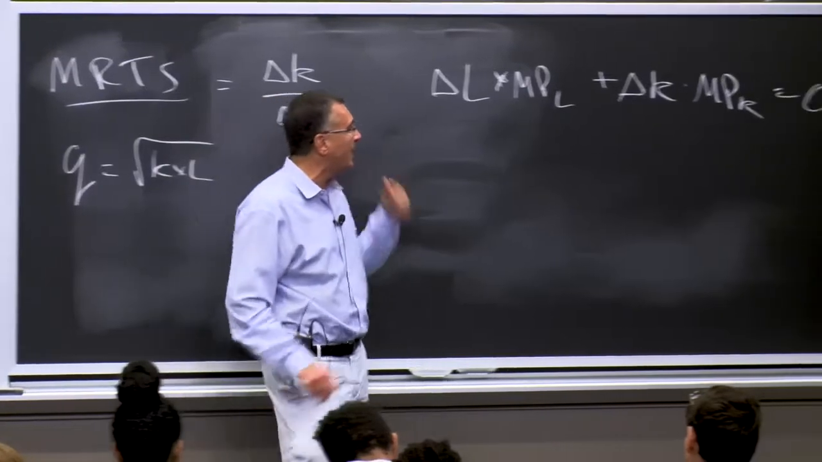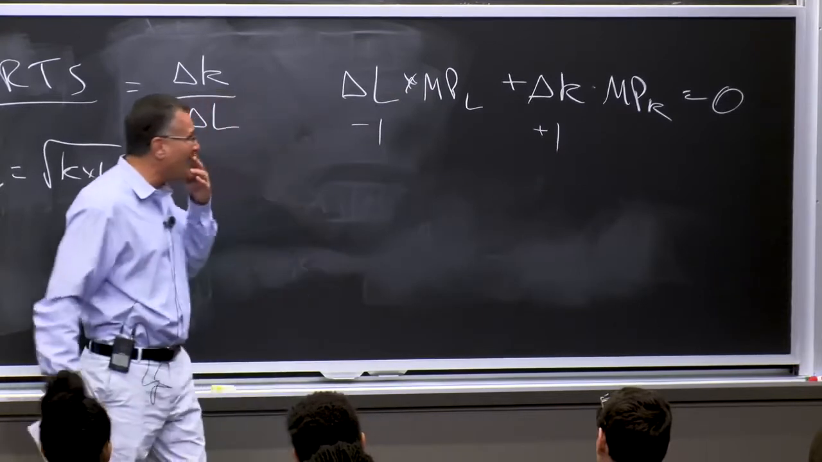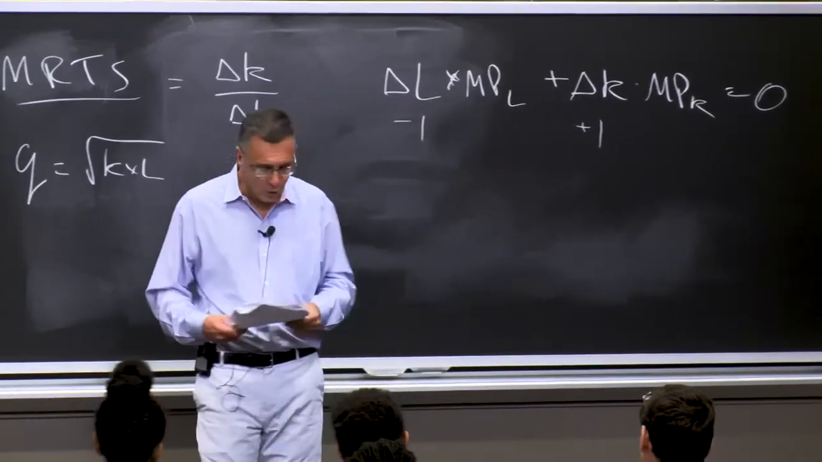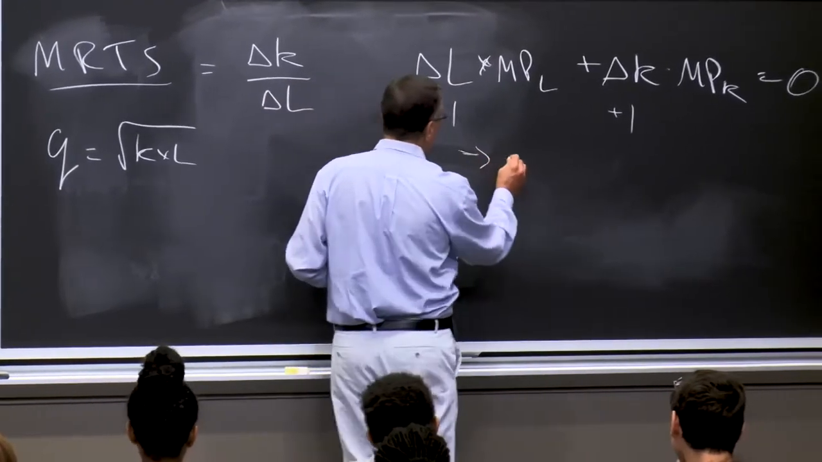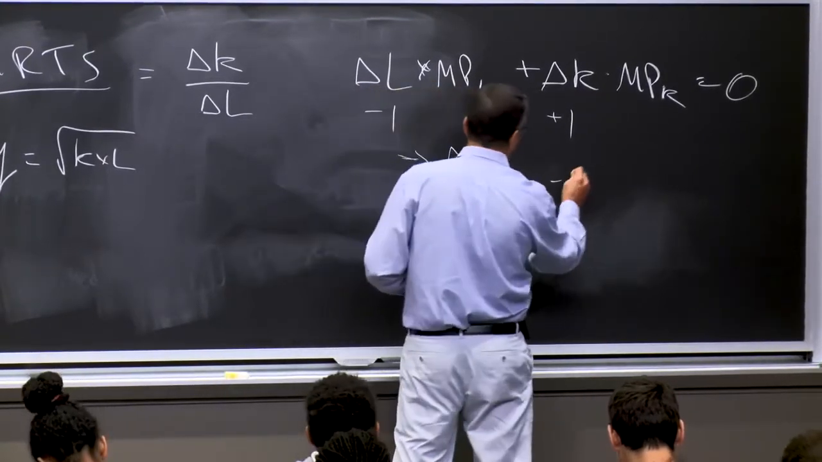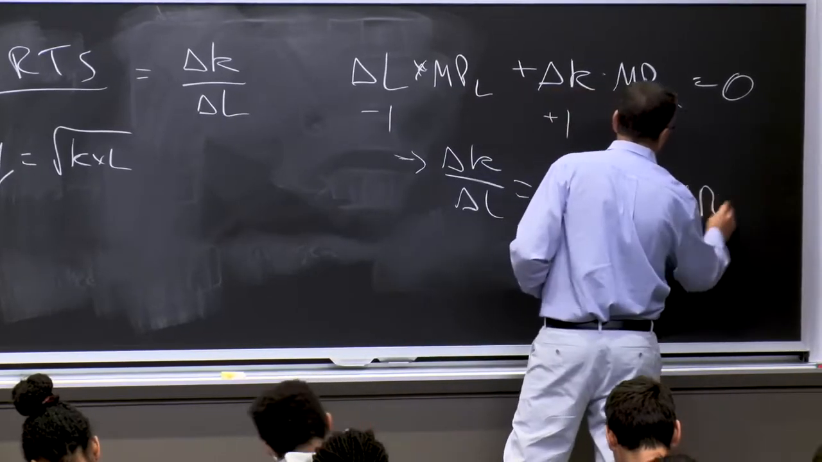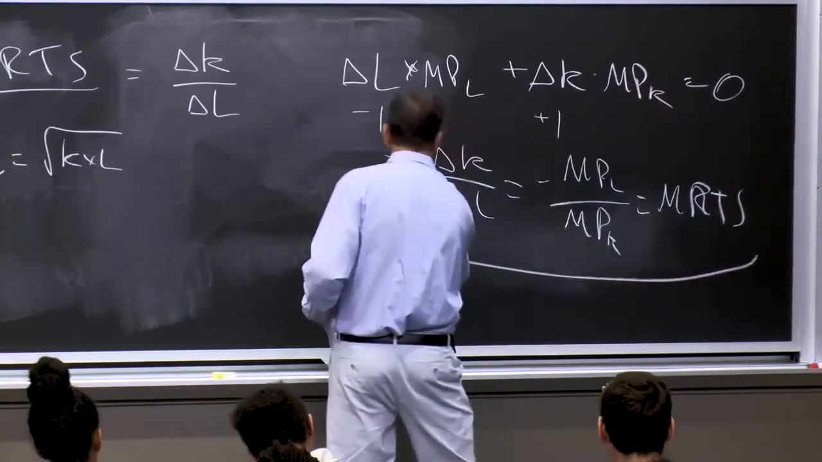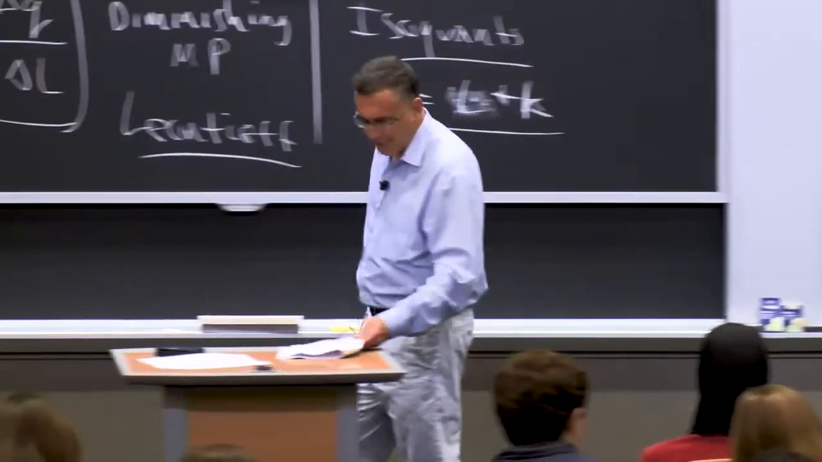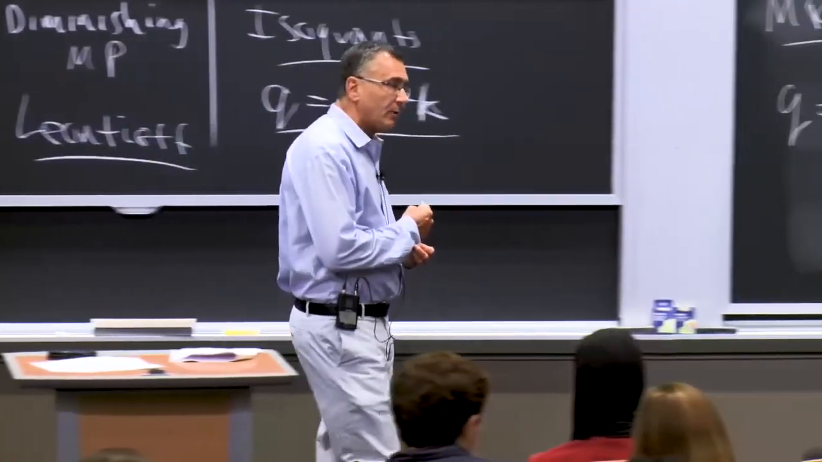So if you're taking away one unit of labor, if this is -1 and this is +1, then basically along the isoquant, you're choosing the point where the MPL equals the MPK. Or more generally, if you reorganize this, you get that delta K over delta L, which is the slope, equals minus MPL over MPK. And that is the MRTS. Okay? The marginal rate of technical substitution is the negative of the ratio of the marginal product of labor to the marginal product of capital.